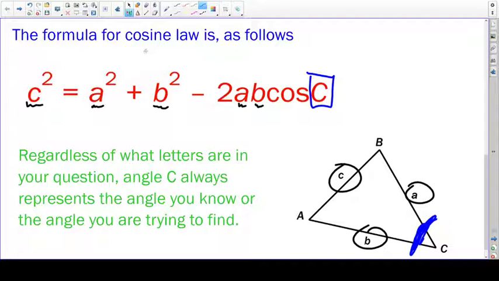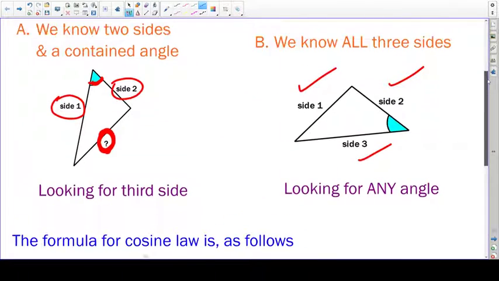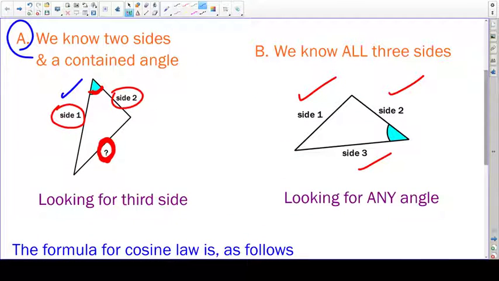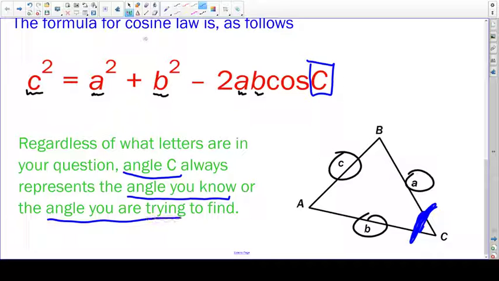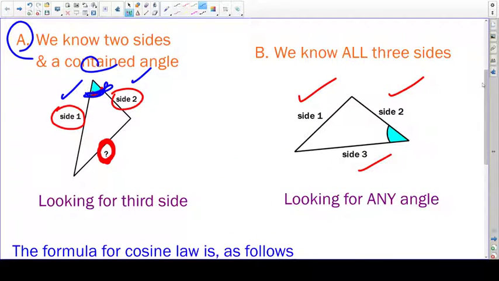Now it doesn't matter what letters are in your triangle, whether it's ABC, JKL, or XYZ. Angle C always represents the angle that you know. In this case up here, where we know two sides and their contained angle, that's angle C, or it's the angle you're trying to find. So if we know these three sides and we're looking for an angle, that angle is noted as C.